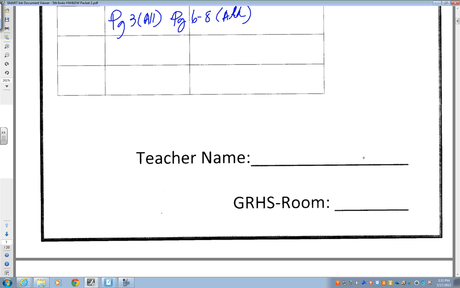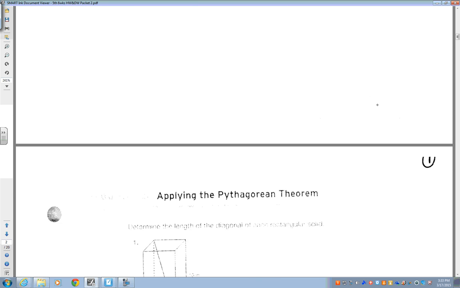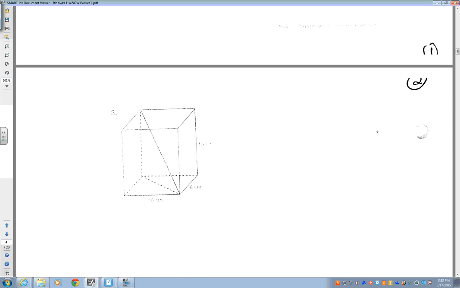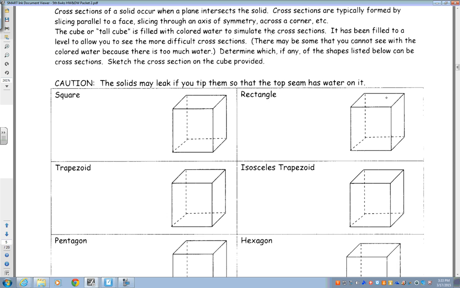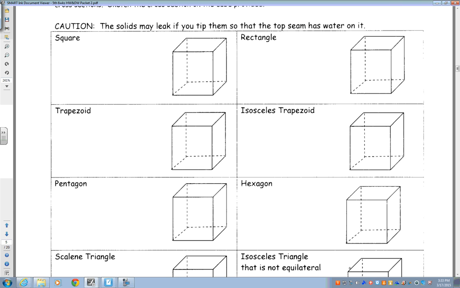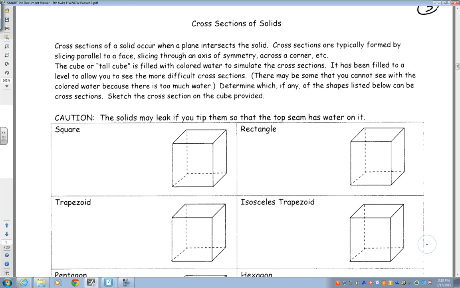Now we're going to look at page 3. It's going to be a little challenging. It's going to require you to kind of think outside the box, because we're going to do some in class. Wait, can you say it again? Okay, page 3, all, and page 6 through 8, all. Thursday. All right, so let's look at page 3 together. We're going to start on this, okay?